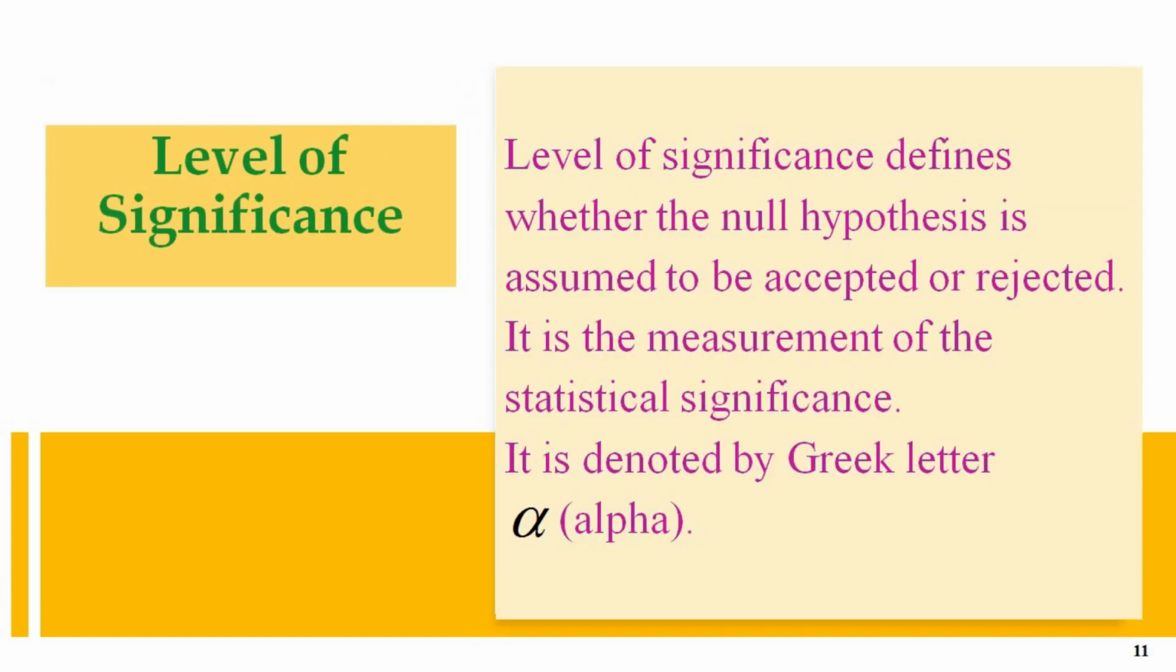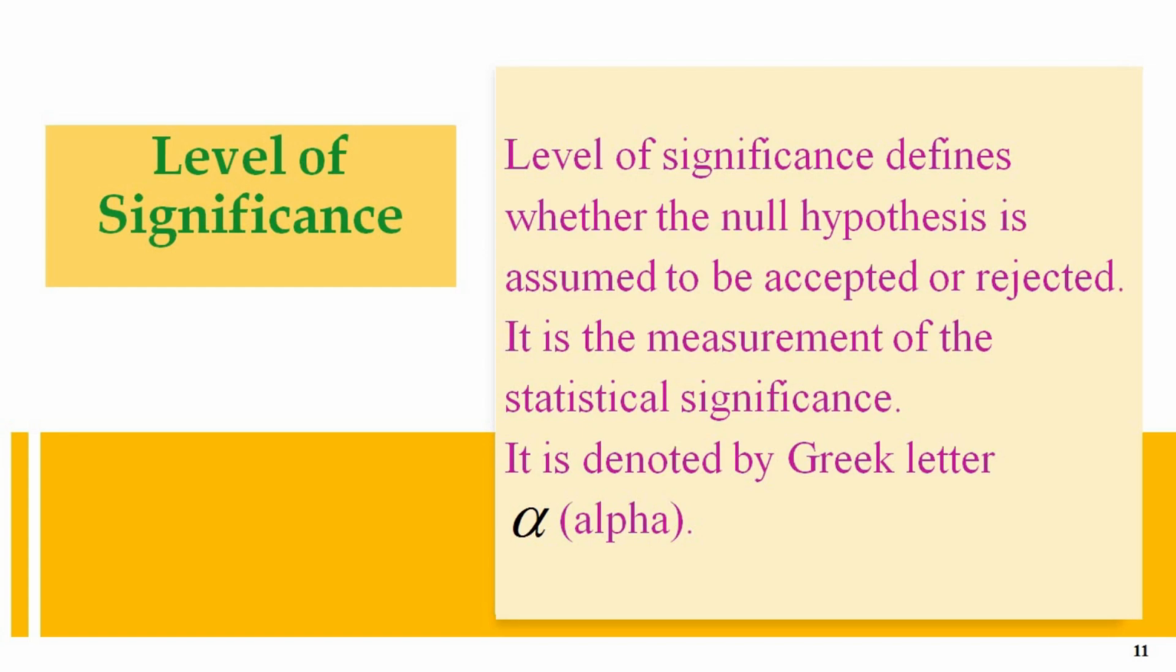And the next, level of significance. So what is the level of significance? Level of significance defines whether the null hypothesis is assumed to be accepted or rejected. It is the measurement of the statistical significance, and it is denoted by the Greek letter alpha. It also defines whether the null hypothesis is assumed to be accepted or rejected, as I have already told you. Generally, we use 5% or 1% level of significance.